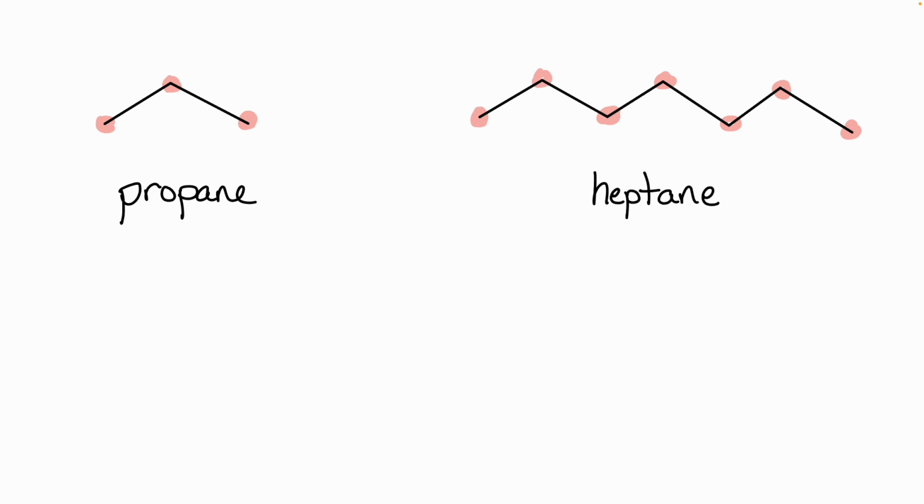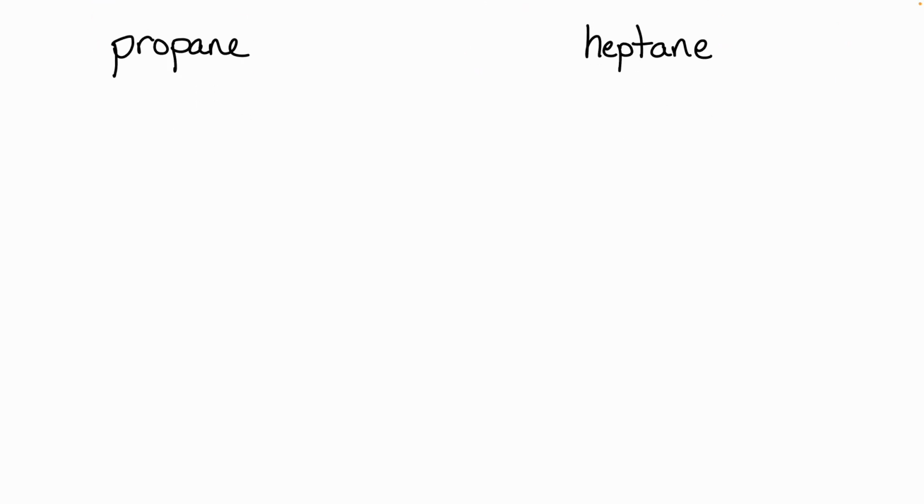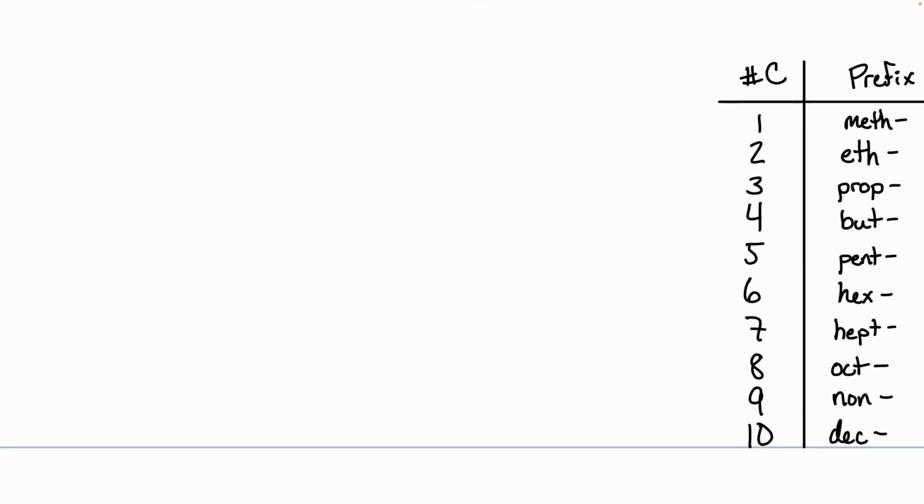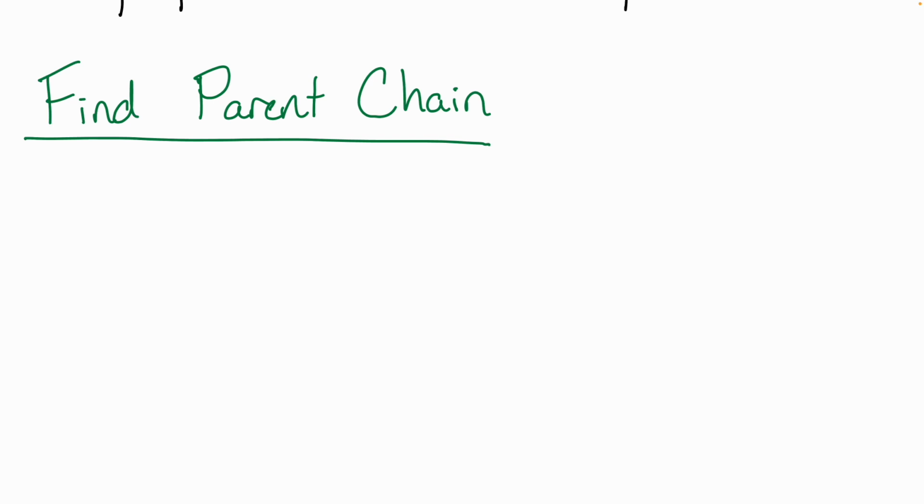We're going to start sticking stuff off of our parent chain here. But that first step is going to remain the exact same. The first step in your nomenclature is to find that longest continuous set of carbons. That's what we deem the parent chain of a molecule. So before we go on to naming things, let's make sure that we can find our parent chain in these more complicated molecules. We're going to do one example together, and then I'm going to let you loose on a few others.